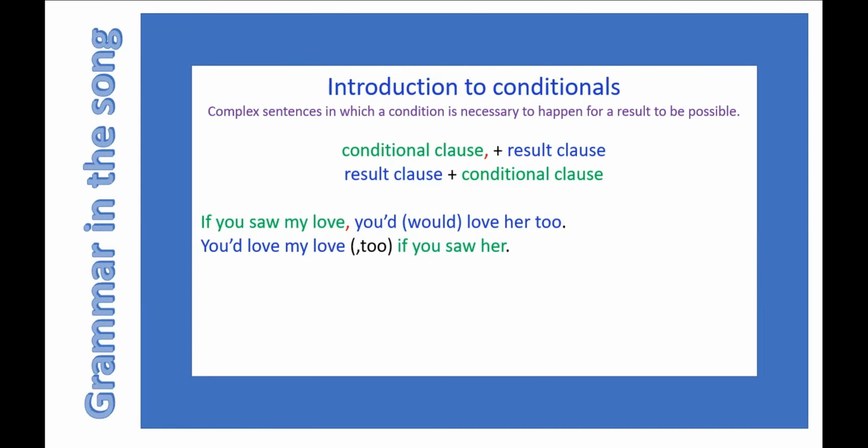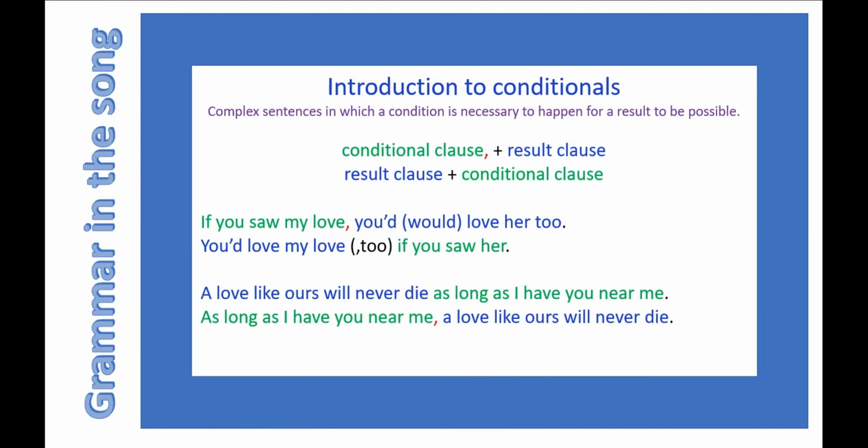If you saw my love, that's the condition, you would love her too. The condition is talking about something unreal or imaginary. If you saw my love, which means in the case that you could see my love, if it were possible, and the result clause says, you would love her too. We can change the position of the clauses and say, you would love her too if you saw my love.